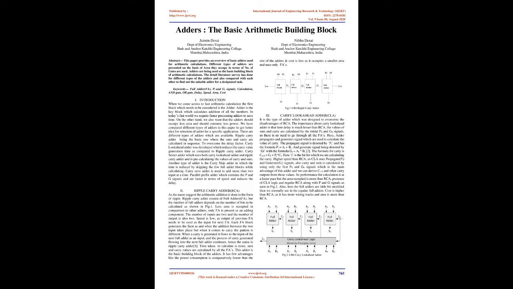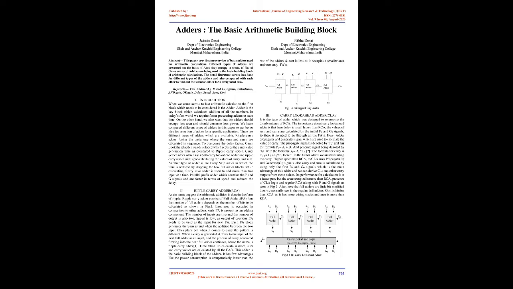Another type of adder is the carry skip adder, in which the time is reduced by skipping a few full adder blocks while calculating. Carry save adder is used to add more than two inputs at a time. Parallel prefix adder, which contains the P and G signals, is faster in terms of speed and reduces the delay.